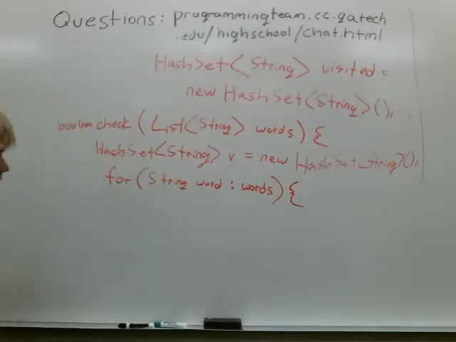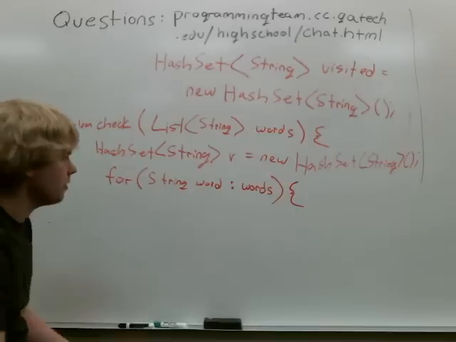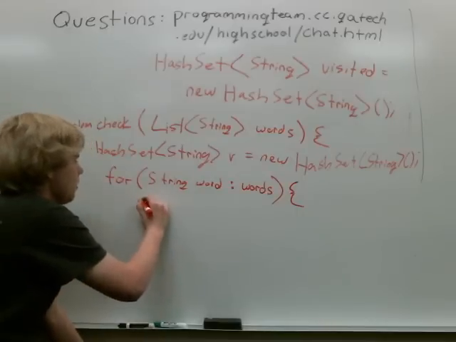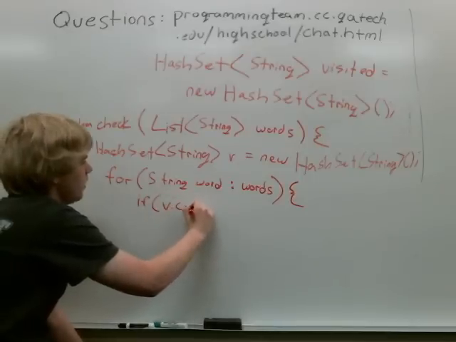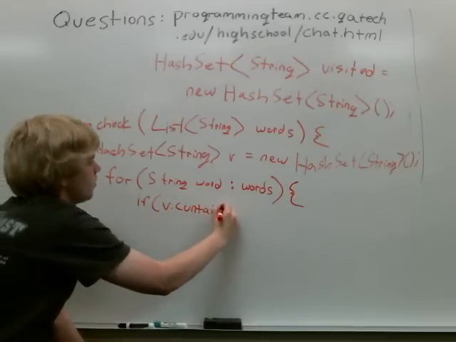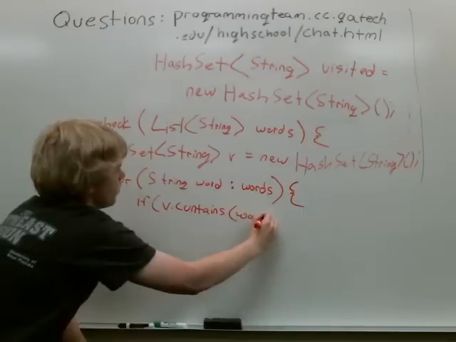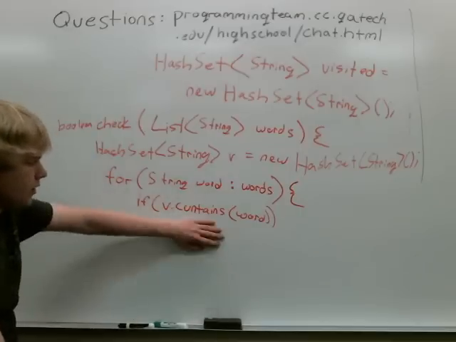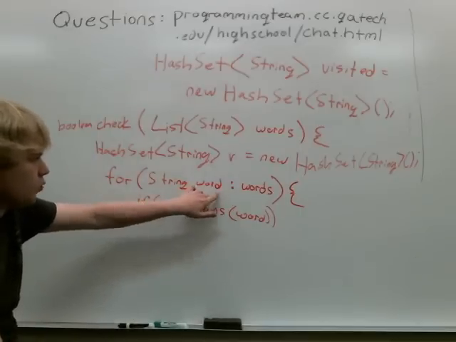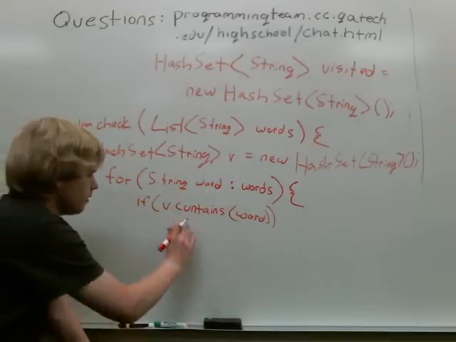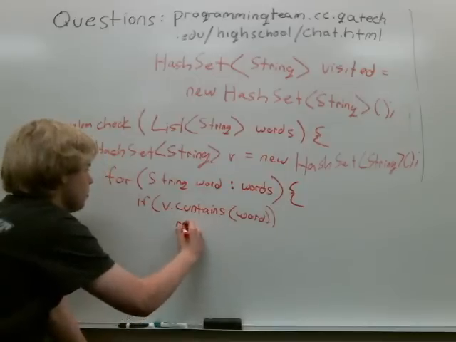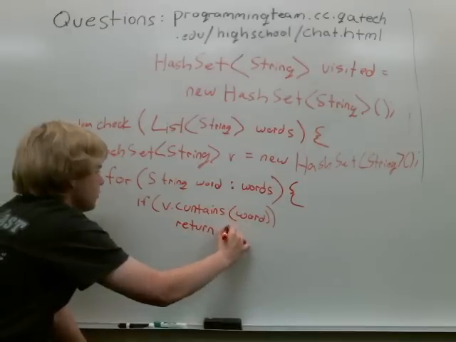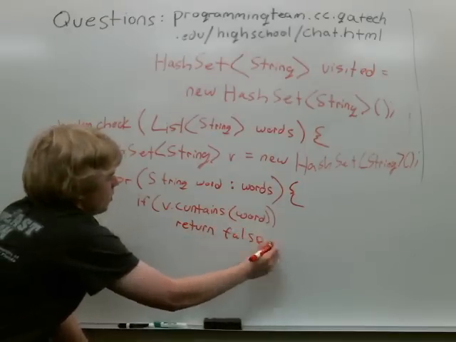So the first thing I want to do is check to see if I've already seen this word before. Because if I've already seen this word, it's a duplicate and the game is not valid. So if v.contains(word). Right? So we're going to check if our visited list already contains this word that someone has said. So if it does, we're going to return false, because this game is not valid. There was a duplicate.